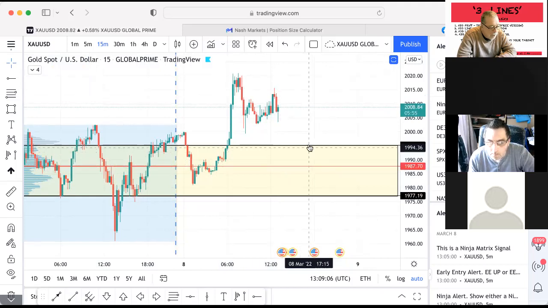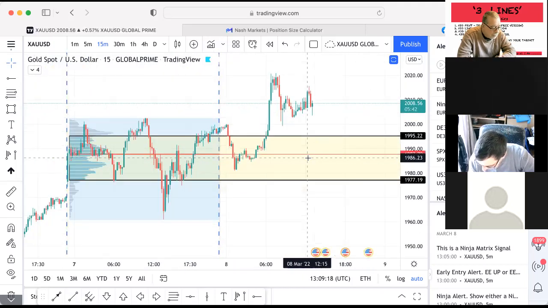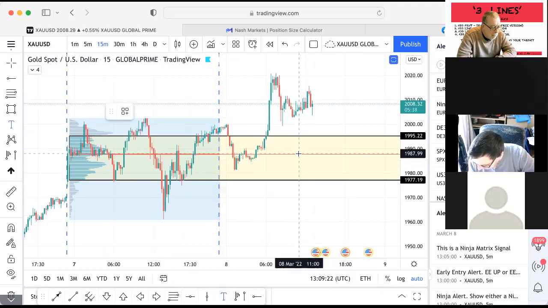Now we normally label these: we label this the value area high, and we label this line the value area low. And this is yesterday's POC, which is also today's target. I'll just see if I've got those on a template.